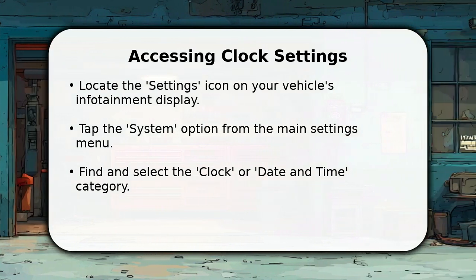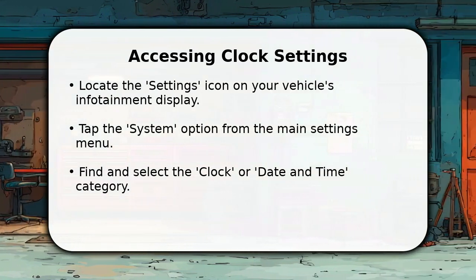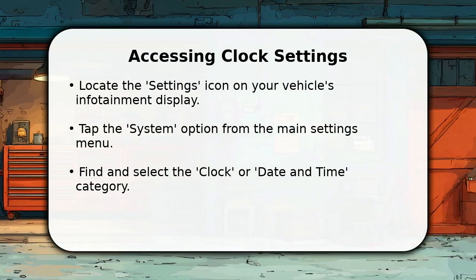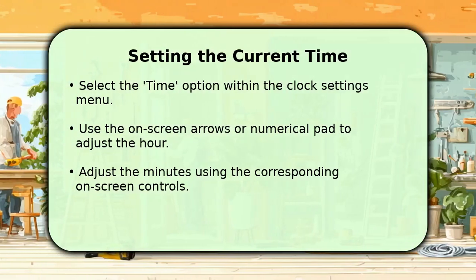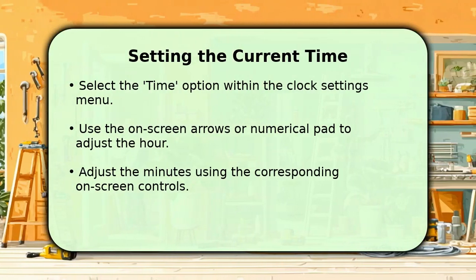Next, you will easily locate and choose the clock or date and time category. This takes you directly to the necessary adjustments for your vehicle's time. Once inside the clock settings, select the specific time option.